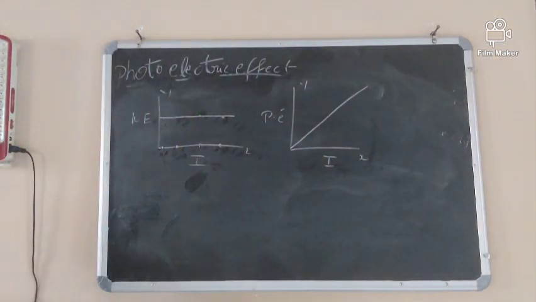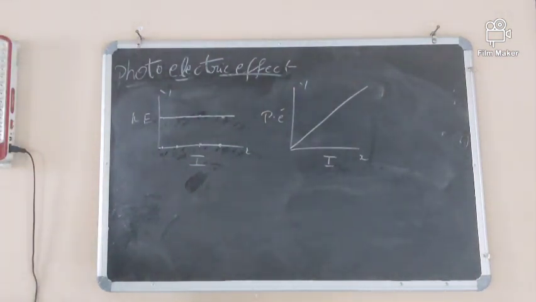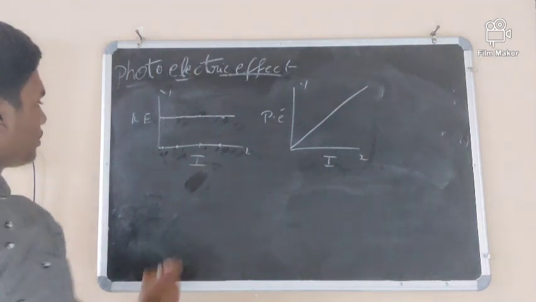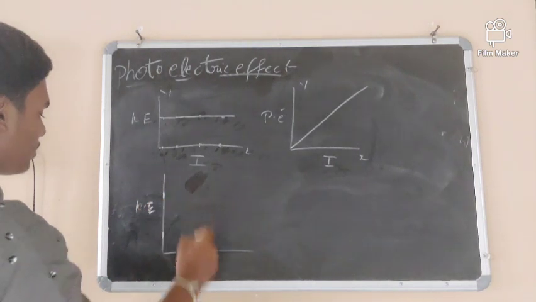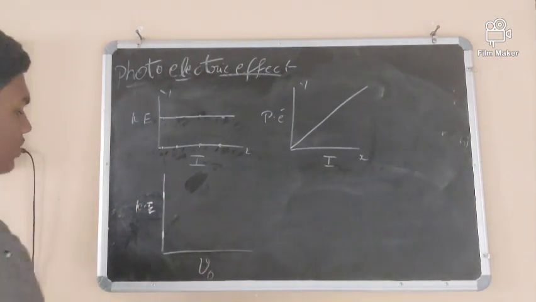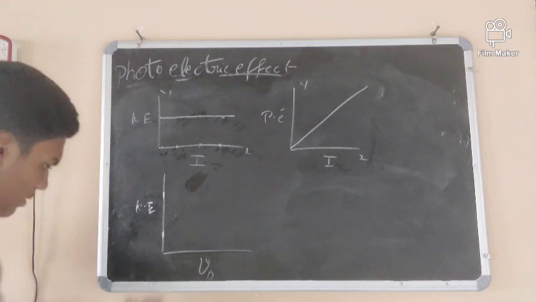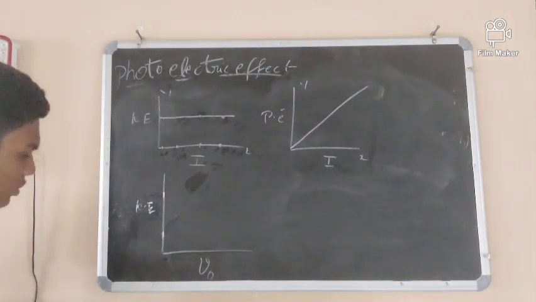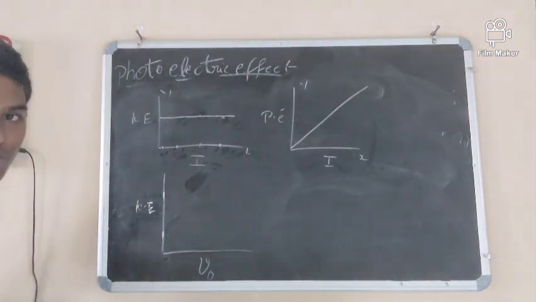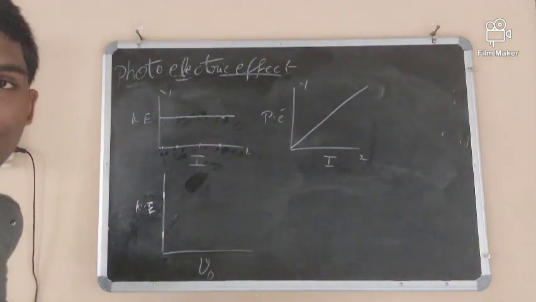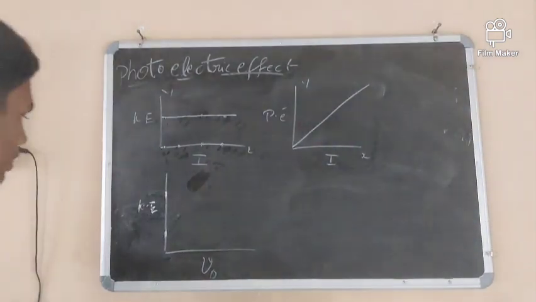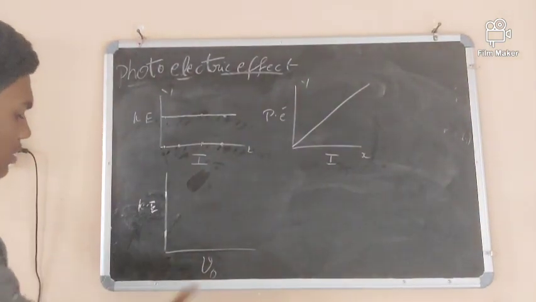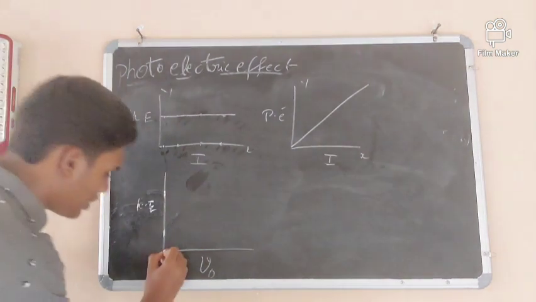Because by increasing intensity, photoelectrons increase, as we discussed now only. Okay, now one more very interesting graph. Kinetic energy versus frequency. See, this is the work function value. This is a graph of kinetic energy against frequency. This is the work function value.